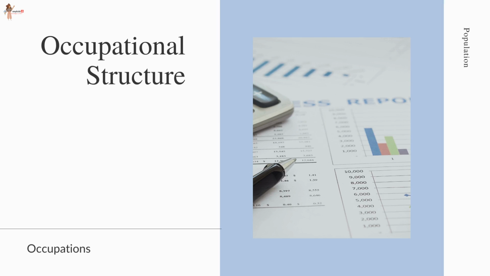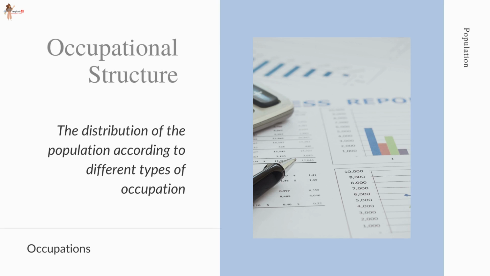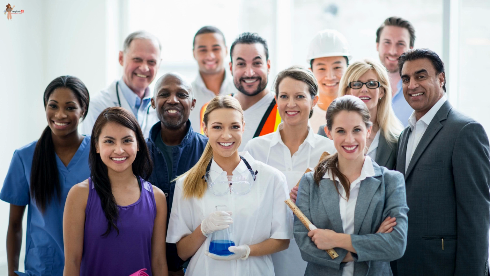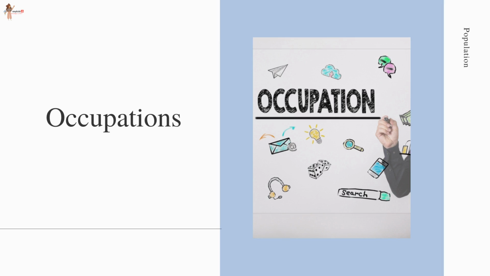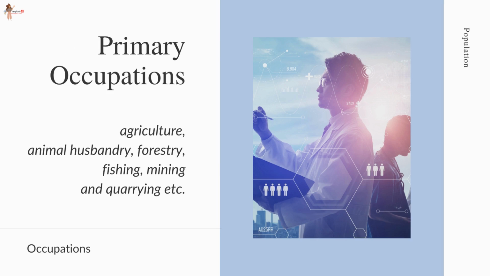The percentage of population that is economically active is an important index of development. The distribution of the population according to different types of occupation is referred to as the occupational structure. An enormous variety of occupations are found in any country. Occupations are generally classified as primary, secondary, and tertiary.